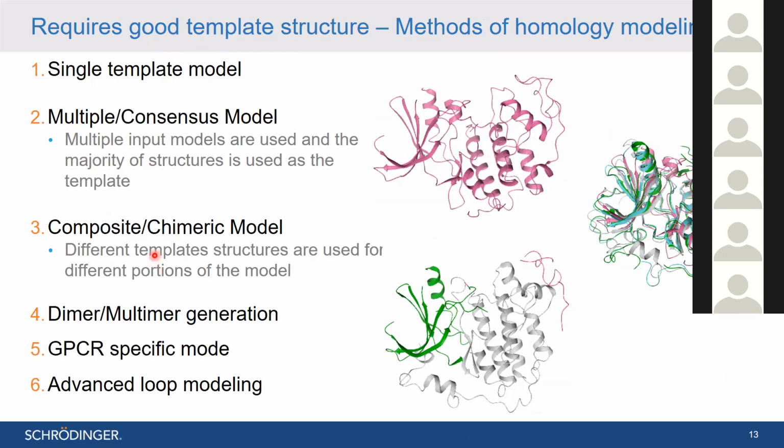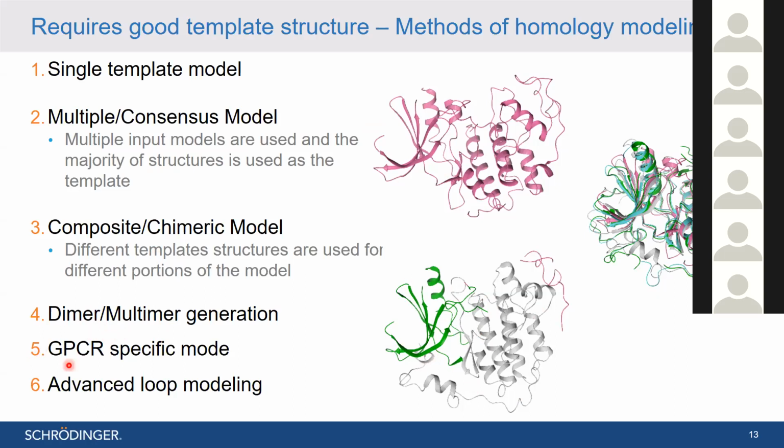For example, there is a particular region which is differing in the protein structure. Here, this is the protein structure, and only this green color domain is being changed, and the rest of the things are the same. So in that case also you can generate a chimeric model out of the homology modeling method. You can also generate a dimer or multimers in case of big assemblies or quaternary structures.